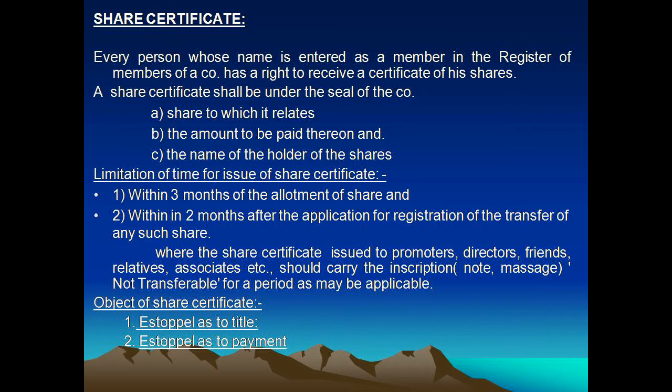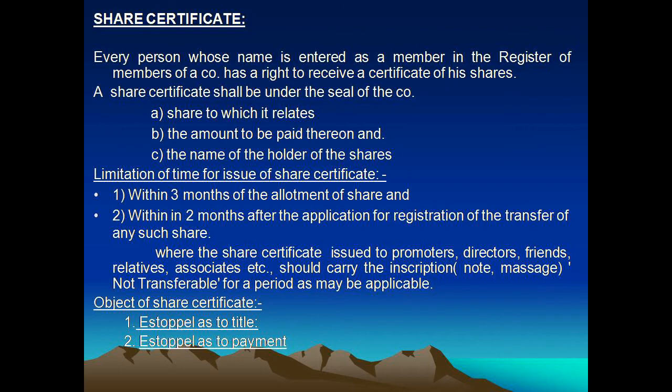Section 46 deals with the issuance of share certificate. In fact, when every person whose name is entered as a member in a company, that is, in the register of members of a company, has received shares from the company, then the certificate of those shares has to be issued by the company to such shareholder. That is, after the allotment of shares, the company is required to issue a share certificate to those shareholders for whom the shares are allotted.